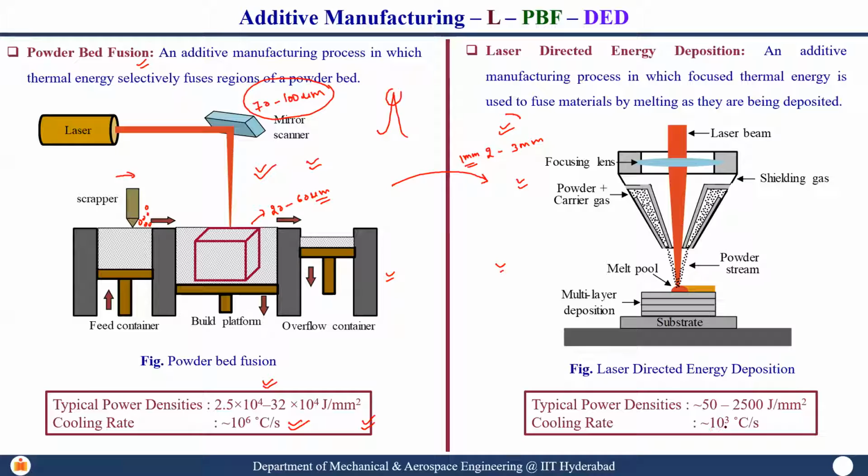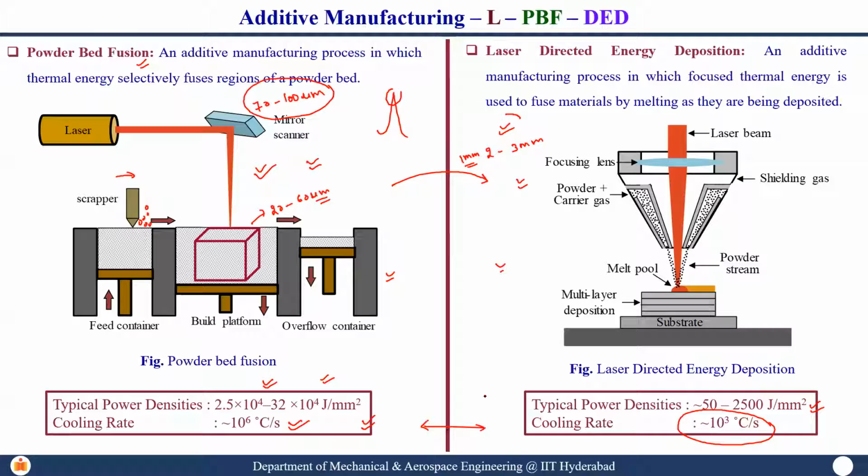So in this case, you can see the energy densities are quite low compared to your powder bed fusion process, and cooling rates are also quite low. Okay, so this is the basic difference. I don't say this is the only difference, but from the perspective of process parameters or energy input, this is the basic difference. And from the perspective of cooling rates, this is how they differ.